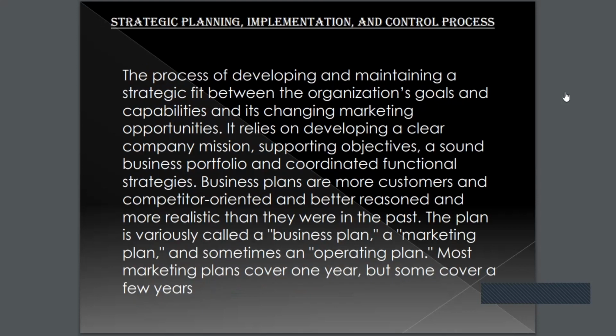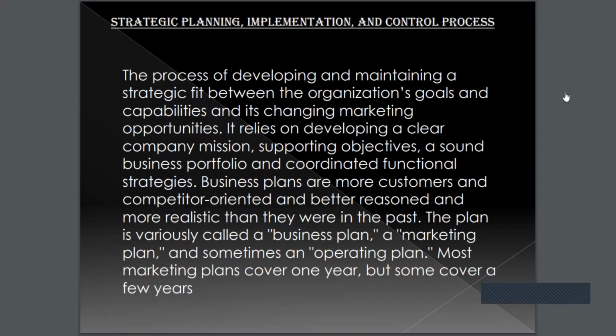Strategic planning, implementation, and control process. The process of developing and maintaining a strategic fit between the organization's goals and capabilities and its changing marketing opportunities. It relies on developing a clear company mission, setting objectives, a sound business portfolio, and coordinating functional strategy. Business plans are more customer and competitor oriented, with better results and more realistic than they were in the past.